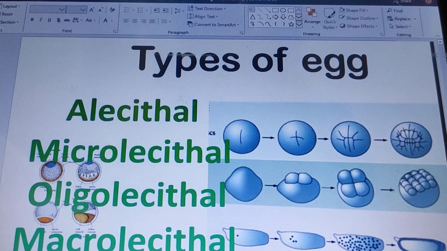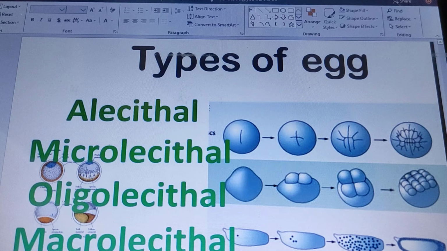Now, viewer, you can judge that the amount of yolk depends on the size of the organism which is going to be formed by their eggs.